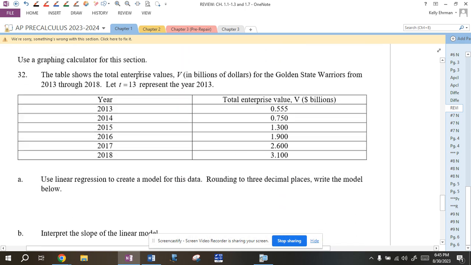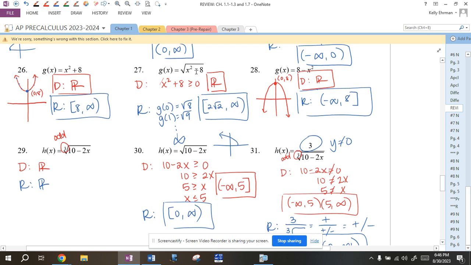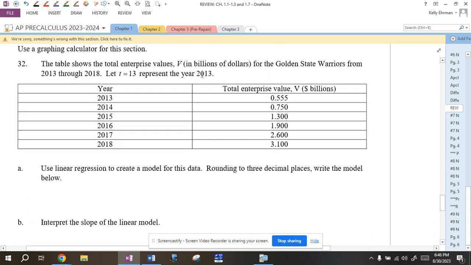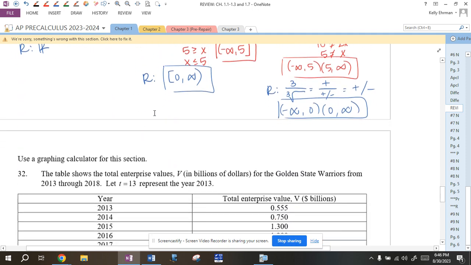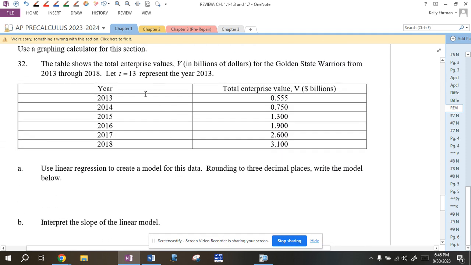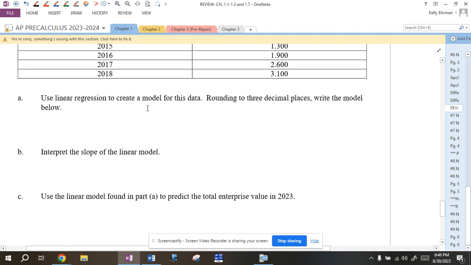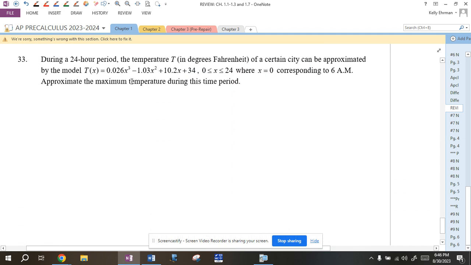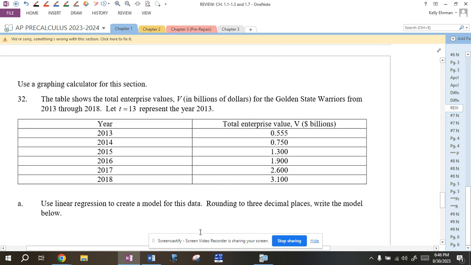We need a graphing calculator for this section. All of this was non-calc, by the way. And our quiz will similarly be mostly non-calc with just a couple of calculator questions. You need to know about regression, how to get a linear model, and how to graph something and fit it to this window.